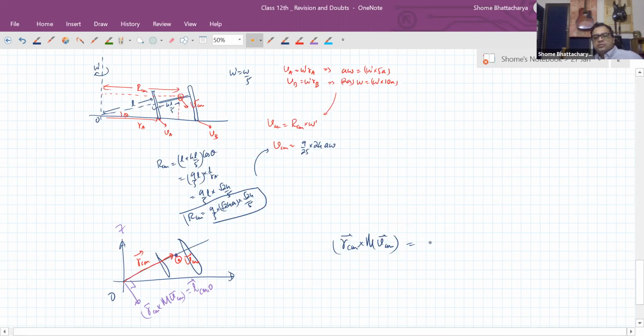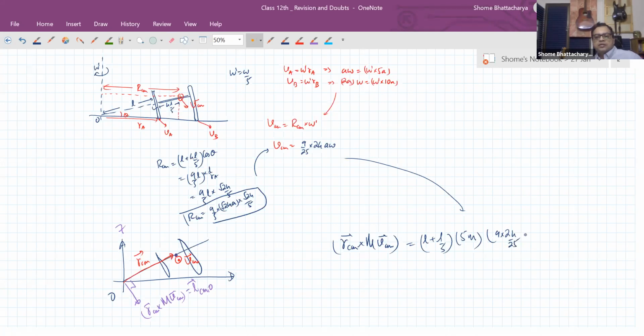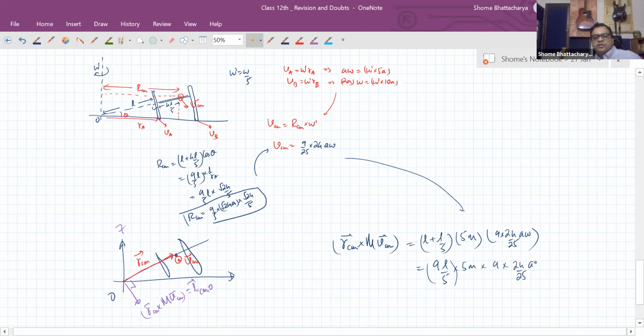So this term will just become RCM, which is again L plus L by 5, into total mass, which is 5m, into VCM, which we just calculated from here, which was 9 into 24 by 25 A omega. So this is 9L by 5 into 5m, into 9 into 24 by 25 A omega.